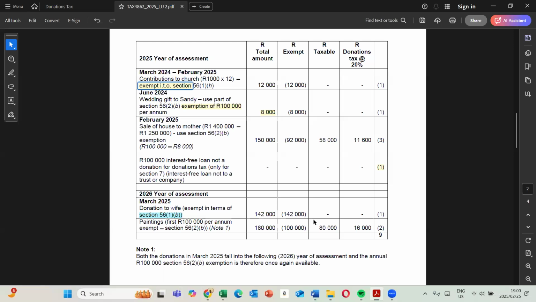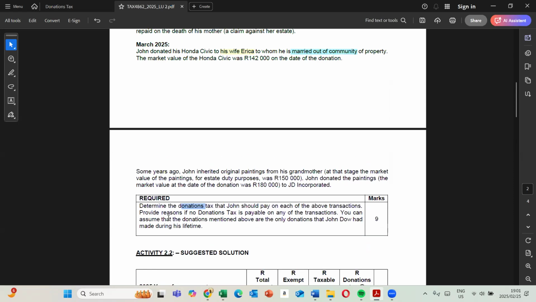But if a question asks specifically to state the reference to legislation, then you can make use of these references. All right, so it's crucial that we always remember that. Let's look at the last transaction.